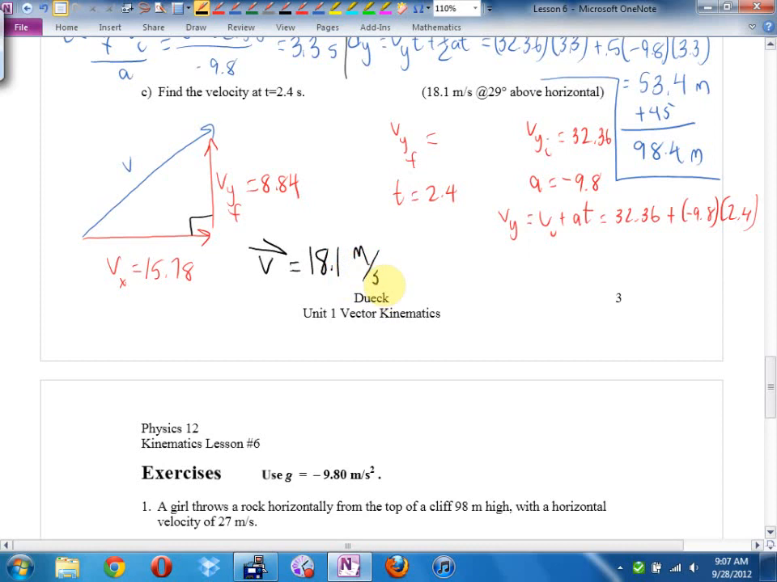But actually, Megan, we're wrong. That's the speed. They said the velocity. How do I change this from a speed into a velocity? Velocity is a vector, and all vectors have both what and what? Magnitude and direction. Yeah, we've got to get the direction. We've got to get angle theta.